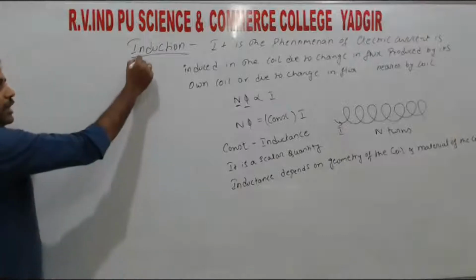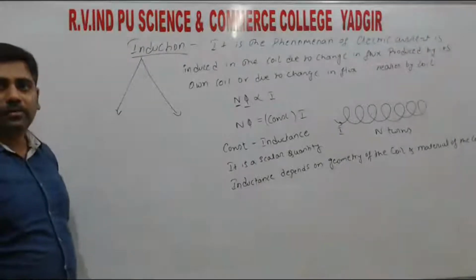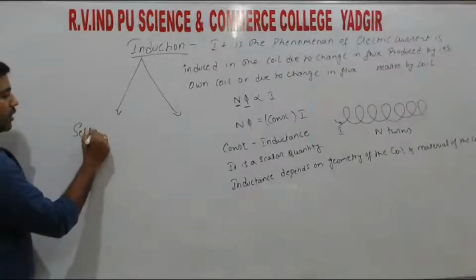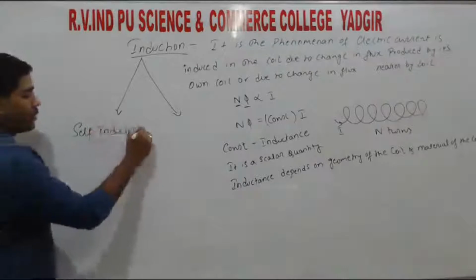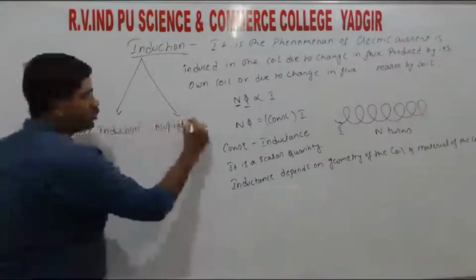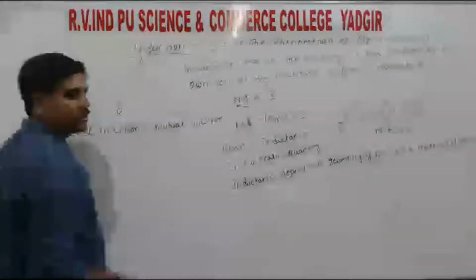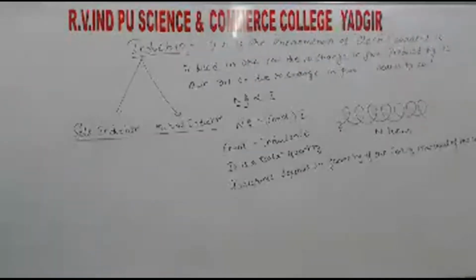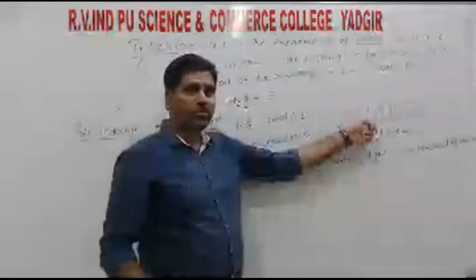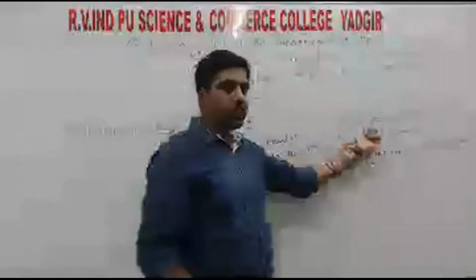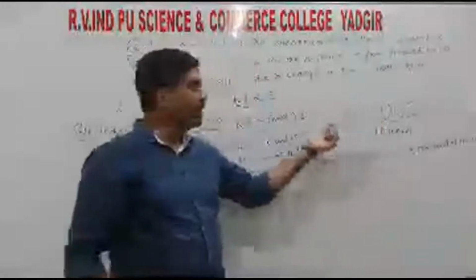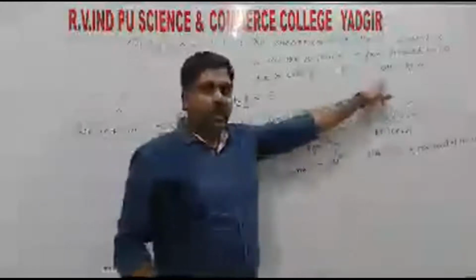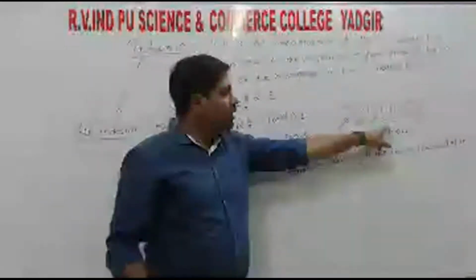Further, induction has two types, right? How many types do we have in induction? Two types. One is self induction and another is mutual induction, right? So what is self induction? When current is produced in the same coil, that means the flux changes in the same coil and current is produced, we call it self induction, right? The current produced in the same coil or within its coil is self induction. Mutual induction is due to change in flux in a nearby coil. When the flux changes in a nearby coil and current is produced in another coil, that phenomenon we call mutual induction, right?